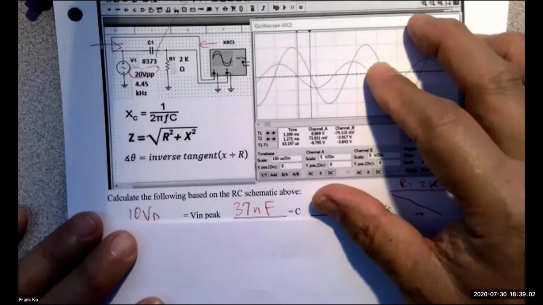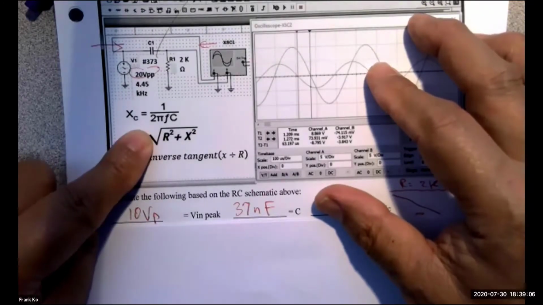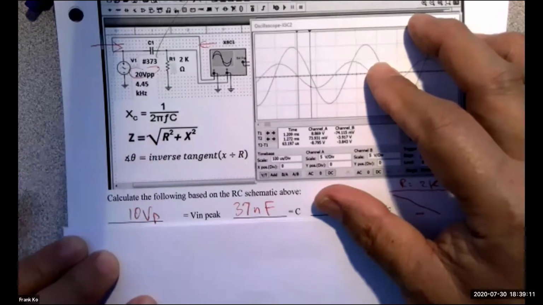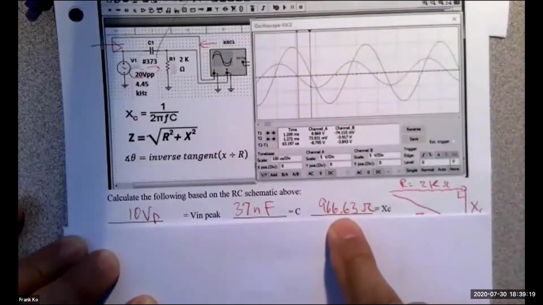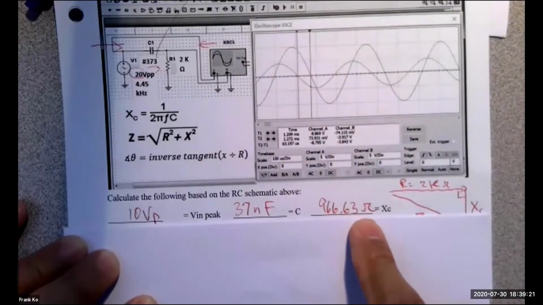Gregory, how do I find X sub C? I give you a formula right here, X sub C formula, 1 over 2 pi FC. So what do you calculate for X sub C? I got 96.63 ohms. 966.63 ohms would be correct.